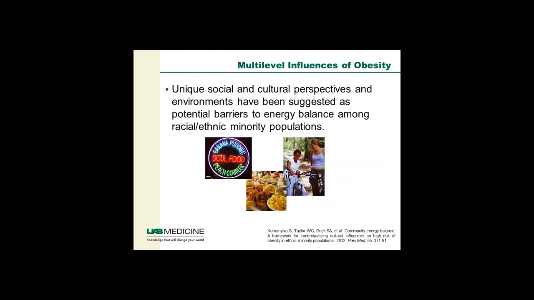And then lastly, we talked about with CDPR, it's not just the individual, but we're talking about the larger context. So unique social and cultural perspectives and environments have also been suggested as barriers to energy balance among racial, ethnic, minority populations. So cultures of eating and what you eat, the cultures that relate food and food consumption to love and affection, those kinds of things, as well as what's culturally accepted in terms of physical activity and body weight and body shape and so forth may also play a role here.